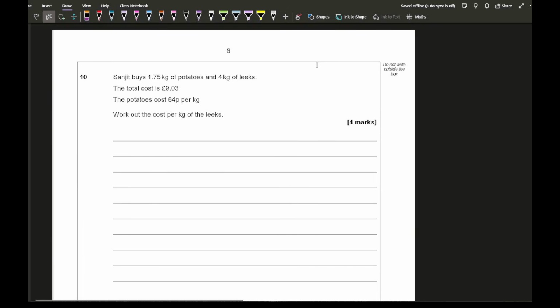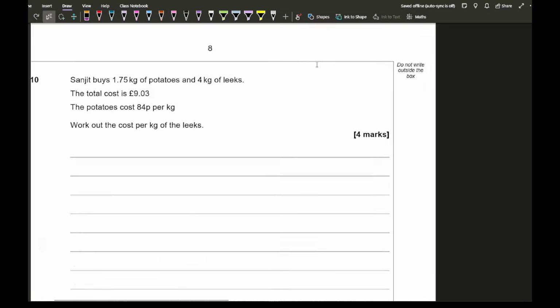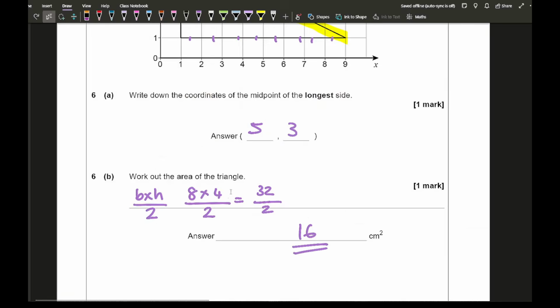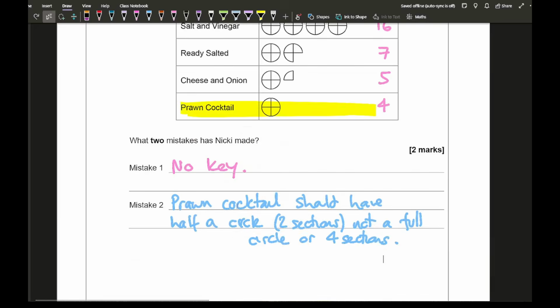Moving on to question 10, and let me just zoom in because I feel like, of course it's going to reset, so let's just go back to the question we were doing.